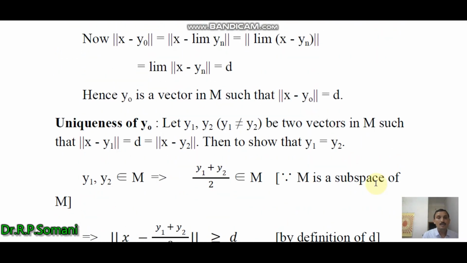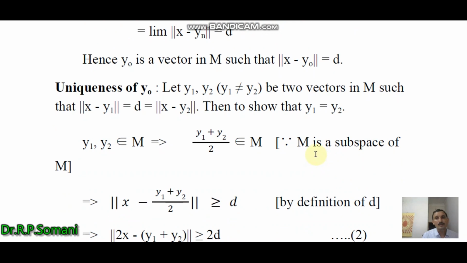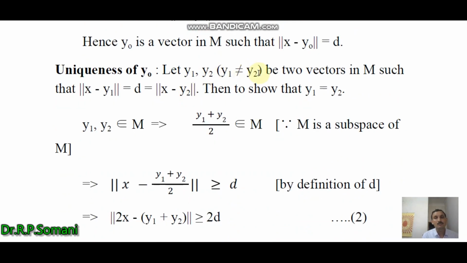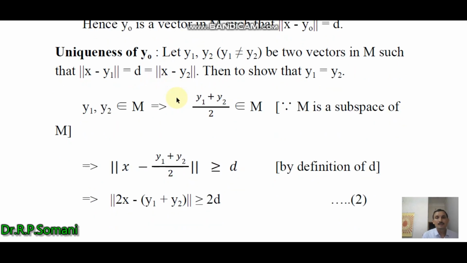Now we prove the uniqueness of this y0. For the uniqueness, let y1, y2, where y1 is not equal to y2, be two vectors in M such that norm of x minus y1 equals d equals norm of x minus y2. Then we have to show that y1 equals y2.